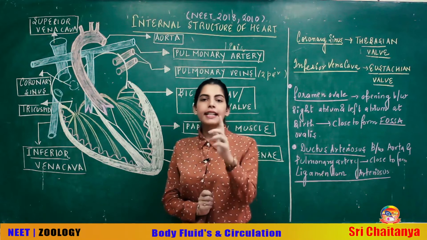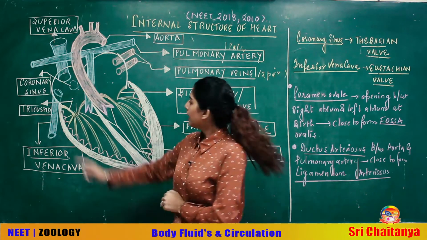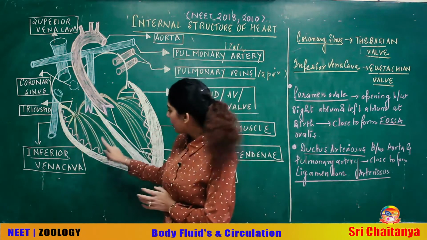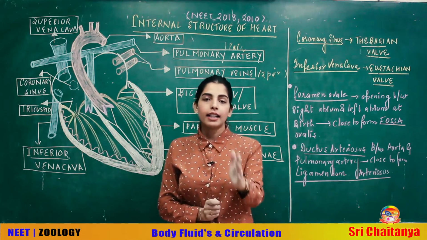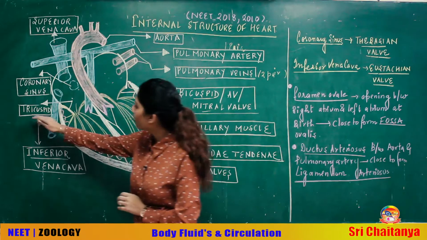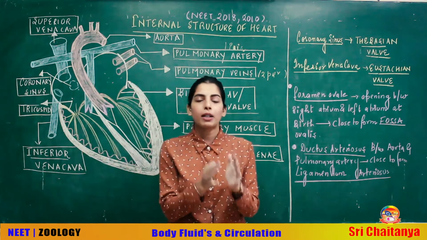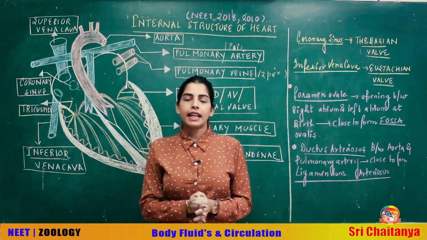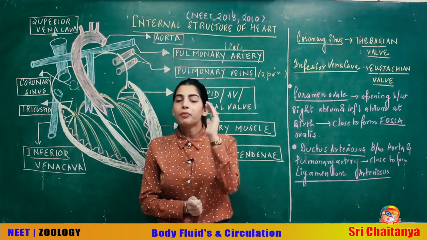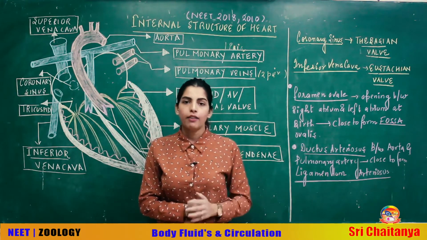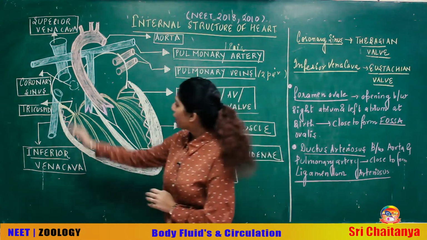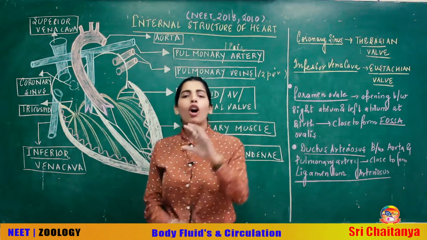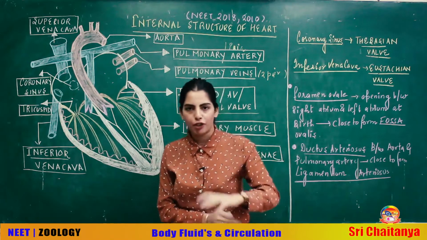Now students, there is a valve which is present between this right atrium and this right ventricle. This valve is called the tricuspid valve. I have written it over here. This is the tricuspid valve. Also you can say that these valves are the atrioventricular valve or AV valve, as it is present between the right atrium and ventricle, or say between the atrium and ventricle.